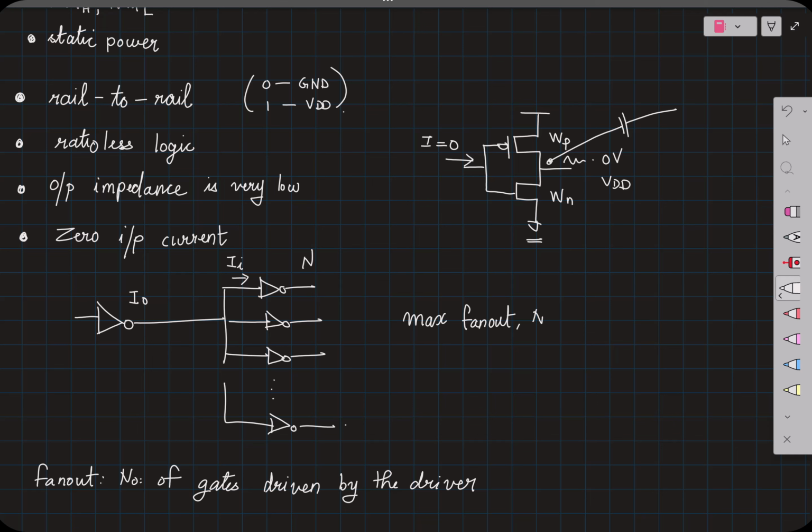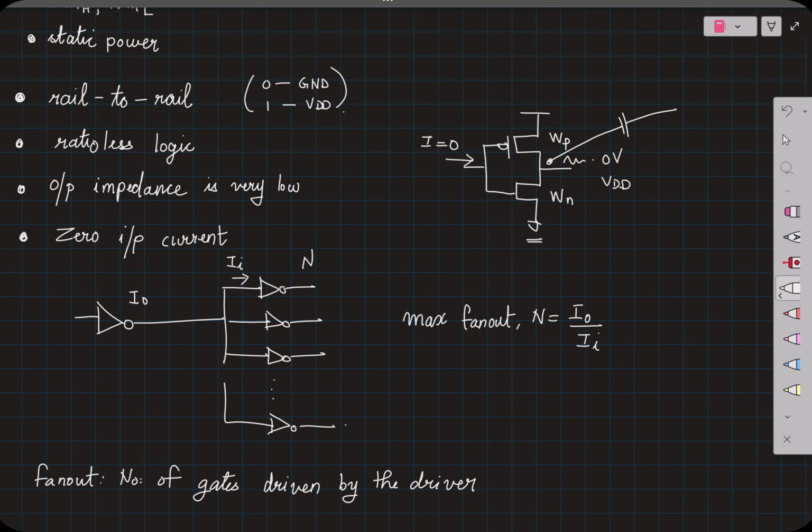So this will be equal to I0 by II. If you connect more inverters than this number as a load, as a fan out, then your outputs are going to go wrong, because under steady state conditions, your driver inverter is not able to provide so much current. Now, because in CMOS inverters your II is equal to 0, what is the fan out that you can have? You can have infinite fan out.